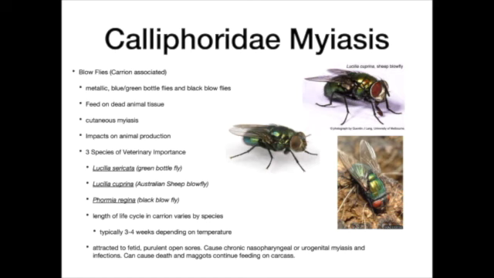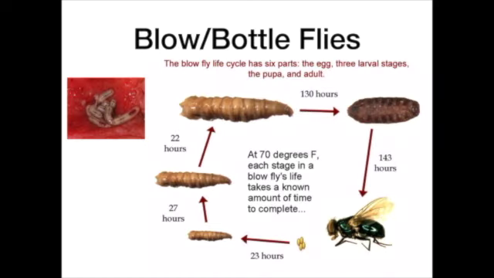They're pretty aggressive. Here we have the blow or bottleflies, and the life cycle of the blow and bottlefly has 6 parts: the egg, 3 larval stages, a pupa stage, and an adult. And what's important about this particular life cycle here is these blow and bottleflies, these are the flies that forensic entomologists use to determine a time of death. They are pretty much the first insect to show up at a cadaver or a dead body.